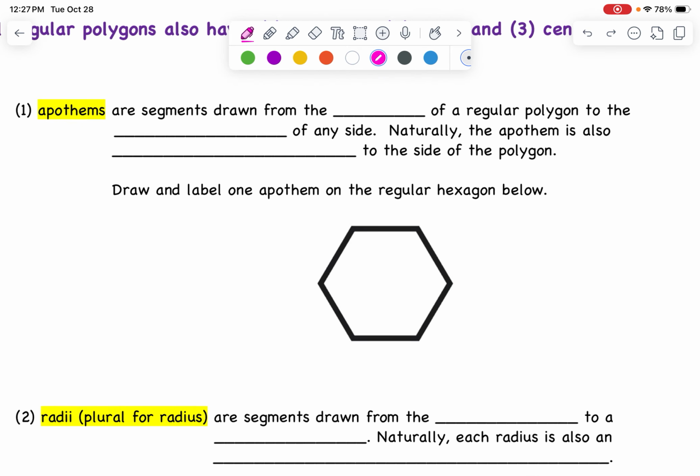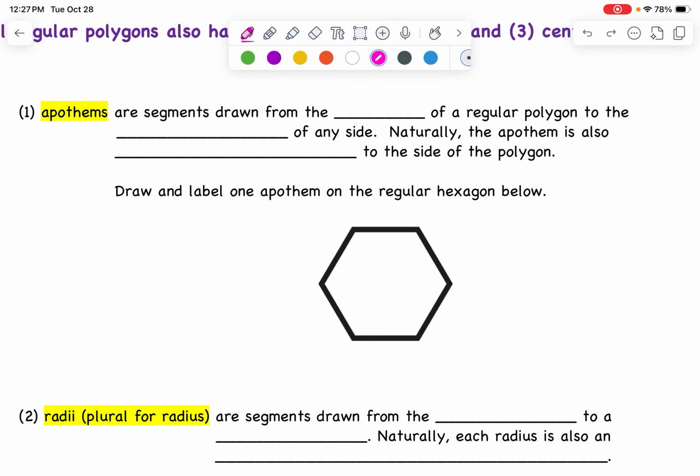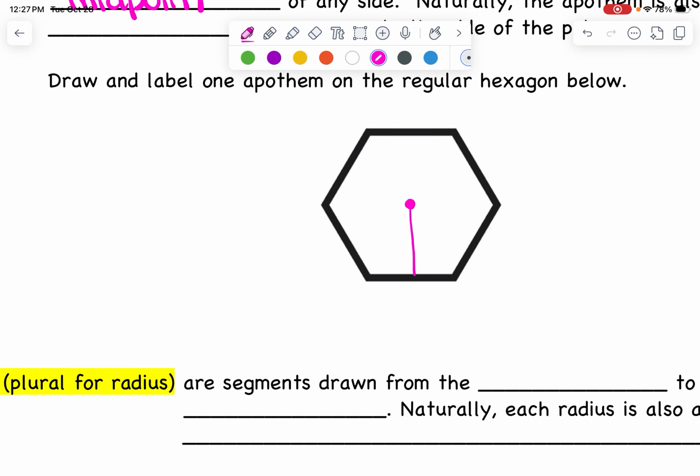Okay, all right, so let's learn what all these things are. All right, so an apothem. An apothem is a segment that is drawn from the center of the regular polygon. So on this, there's a hexagon right here. So there's the center. So it's a segment drawn from the center of a regular polygon to the midpoint of any side. So I'm going to drop a segment to the bottom. That's kind of crooked. I don't like that. Right? And that is going to be the apothem. I'm just going to label it with an A. It is a midpoint, so I'm going to put little congruency marks here and here.